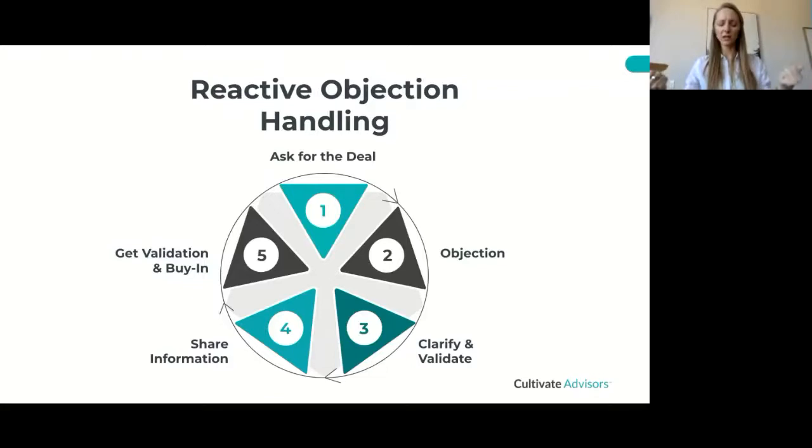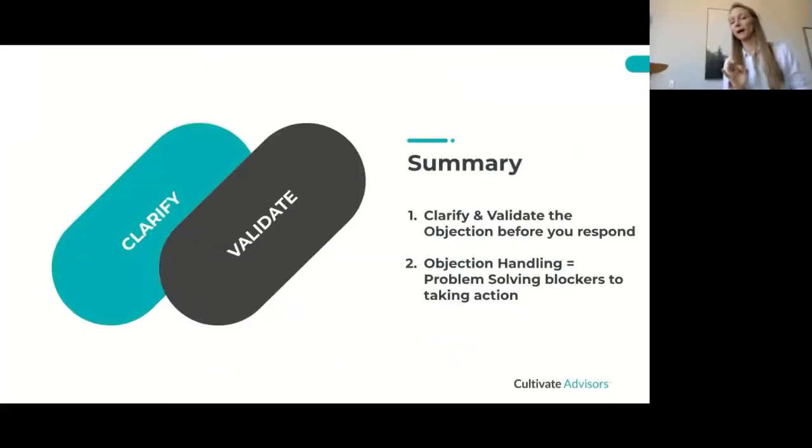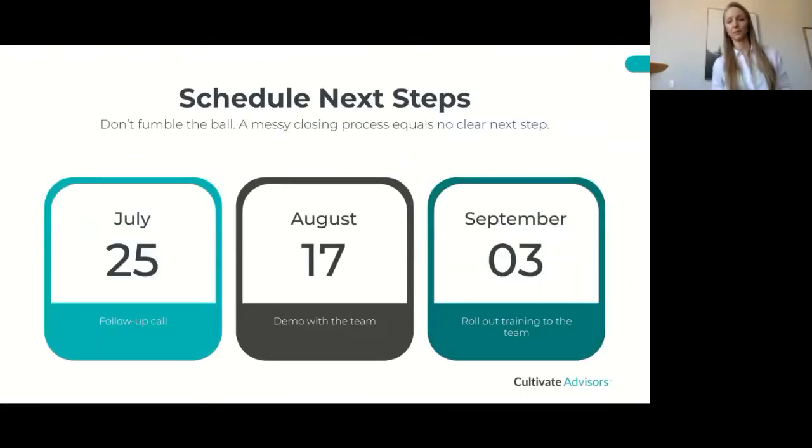And as long as you stay there authentically, they're going to feel it, and you're going to be able to sit and handle objections longer than you would have otherwise if you were just trying to sell them and force them into a sale. So that's my high level on reactive objection handling. Clarify and validate before you respond so you know you're responding to the right thing. Number 2, objection handling equals problem solving the blockers so they can take action. Back to the detective analogy. So that's a bit around reactive objection handling.